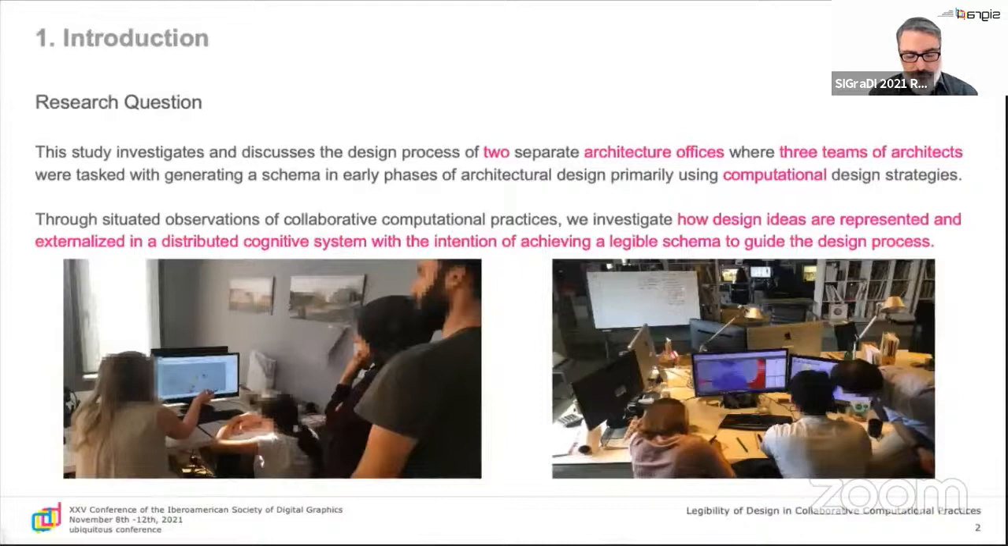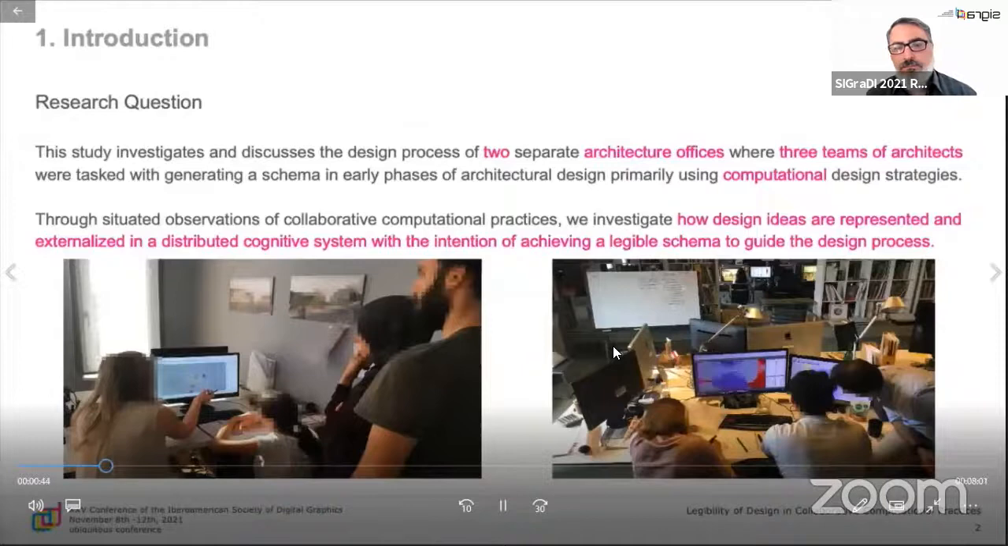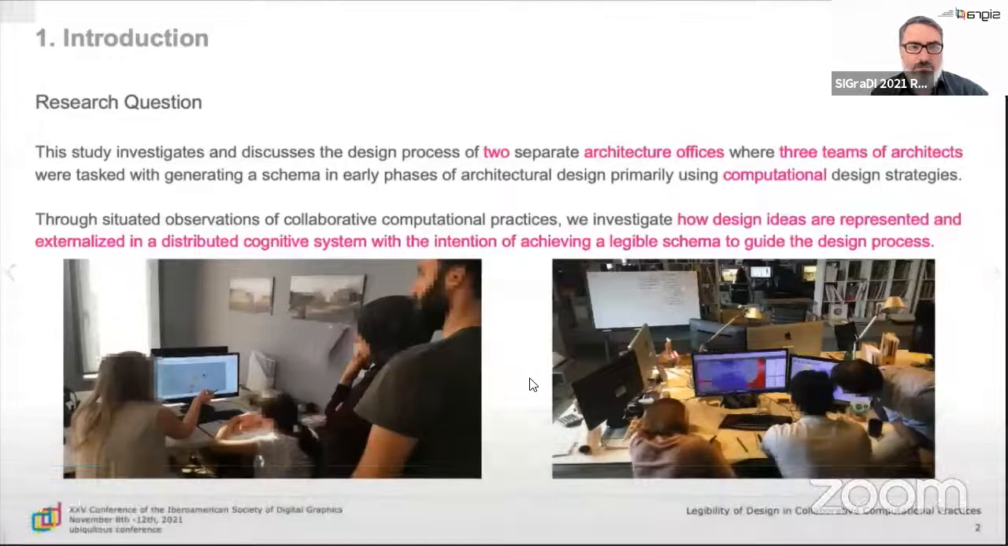It's not our intention at the outset to contrast the situations of ambiguity and clarity in design representation. Rather, following the accounts of the participants observed in this study, we frame it as an issue of legibility which has several key dimensions to further study. This study investigates and discusses the design process of two separate architectural offices where three teams of architects were tasked with generating a schema in early phases of architectural design, primarily using computational design strategies.